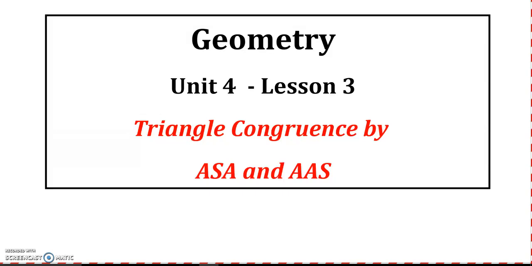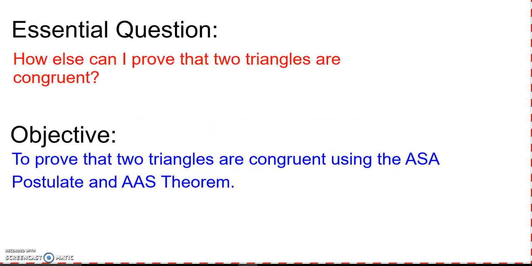Rizzy coming at you with Unit 4, Lesson 3, Triangle Congruence by ASA and AAS. Our essential question is, how else can I prove that two triangles are congruent? So far we've learned two methods, side, side, side, and side, angle, side. So now we're going to learn two more methods in helping us prove two triangles are congruent.